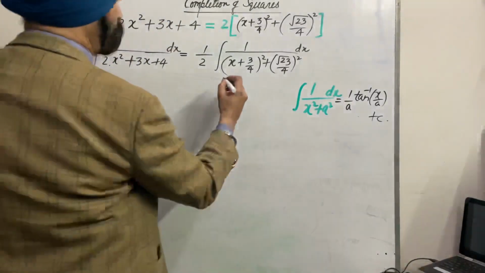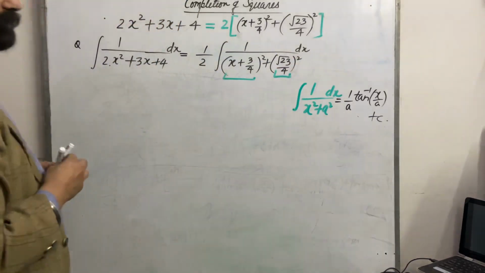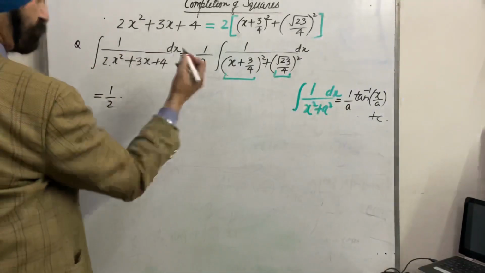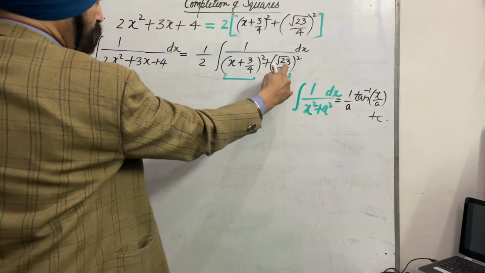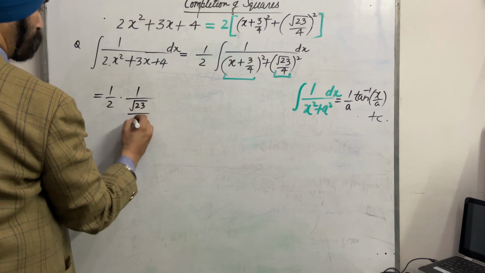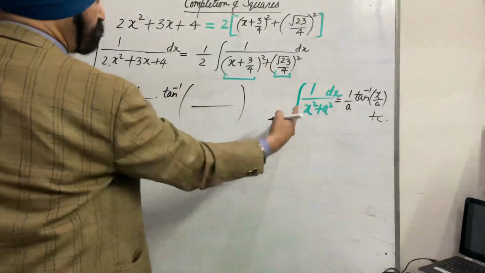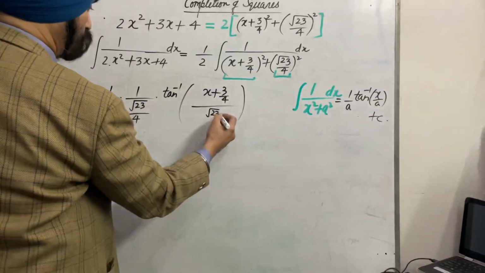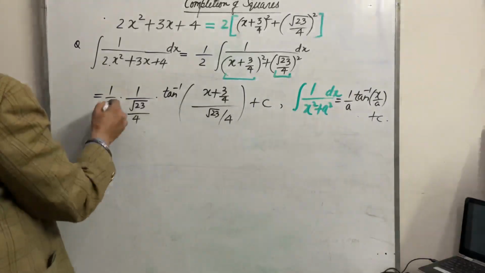So in place of x, I'll be writing x plus 3 by 4, and in place of a, I'll be writing root 23 divided by 4, and my result is ready. This 1 upon 2 remains outside as it is. Now 1 upon x square plus a square is 1 upon a. In place of a, we have root 23 by 4. So we write 1 upon a, a meaning root 23 divided by 4, tan inverse x. In place of x, we write x plus 3 by 4, and in place of a, root 23 divided by 4, and of course c, the constant of integration, to be written.